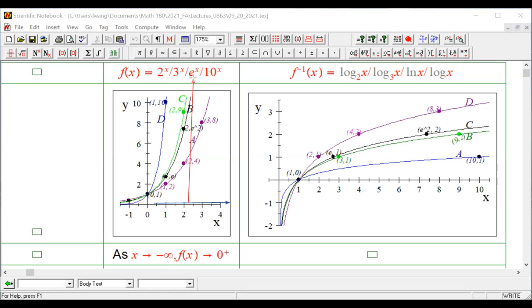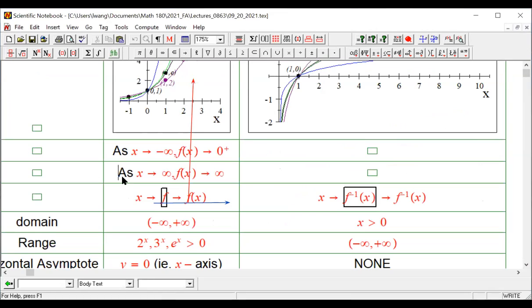Like the virus, right? As time progresses, if there's no control, no mask, no anything, what's going to happen? Everybody will be infected, right? And of course, on Earth, we don't have infinite number of people. We have finite number of people. But imagine we do have infinite number of people. Then everybody will get infected. So that process is described mathematically as x approaching infinity, the number of people infected will be approaching infinity as well.